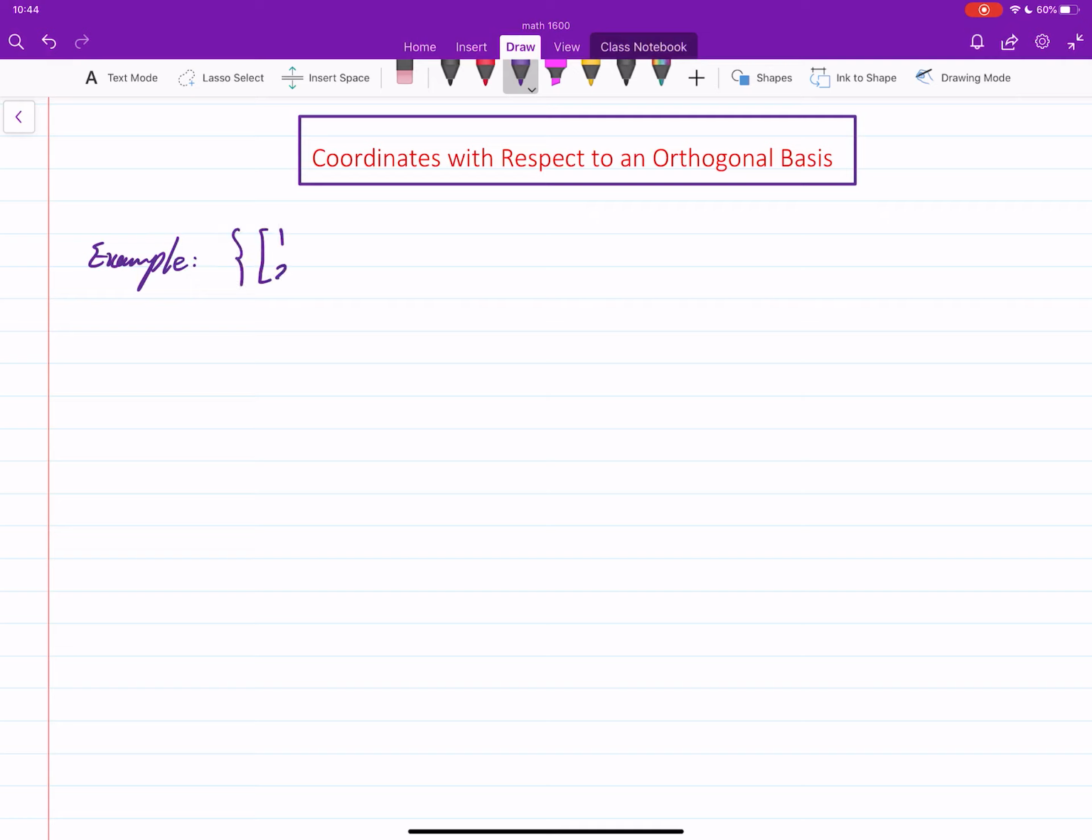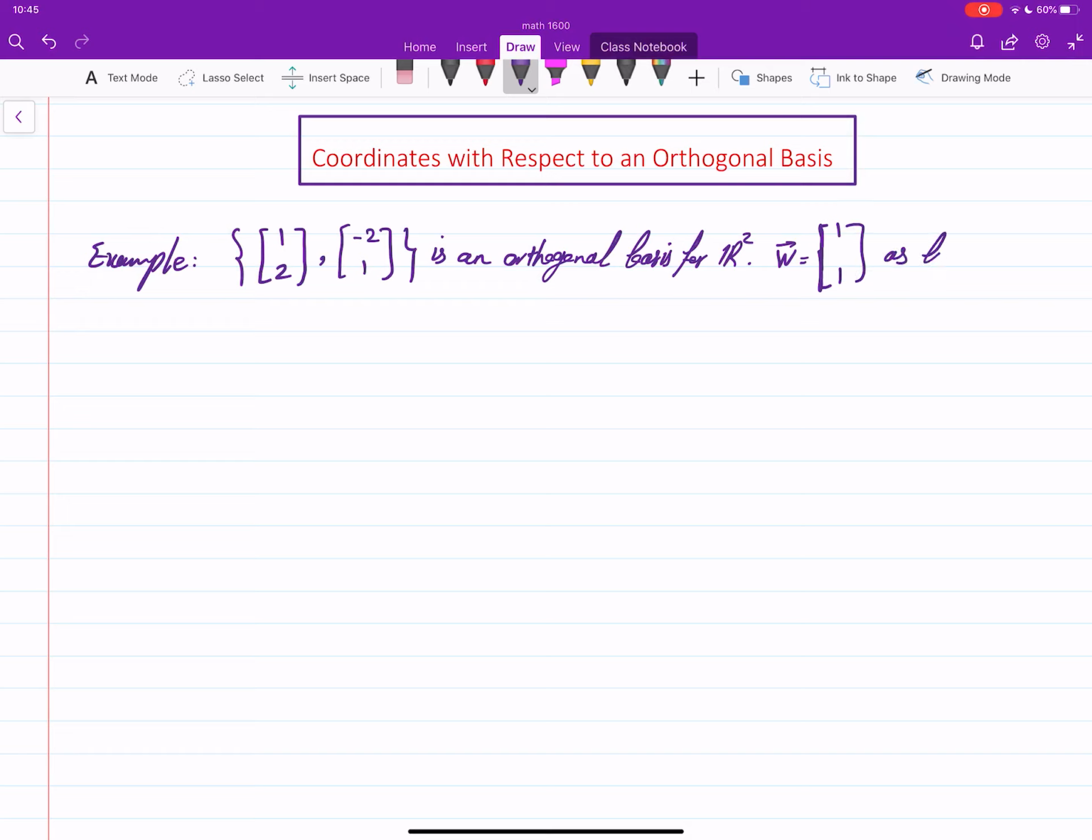In R2, I have this orthogonal basis. An orthogonal basis for R2 means that every vector can be uniquely written as a linear combination of these two. Now I want to write the vector W1 as a linear combination of, let's say this one is V1, this one is V2, of V1 and V2.